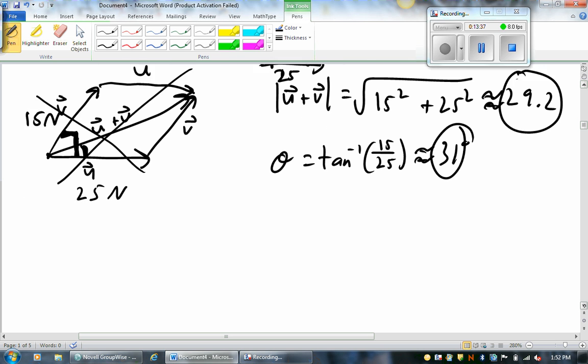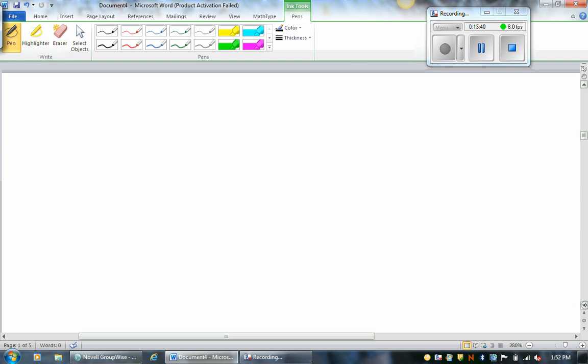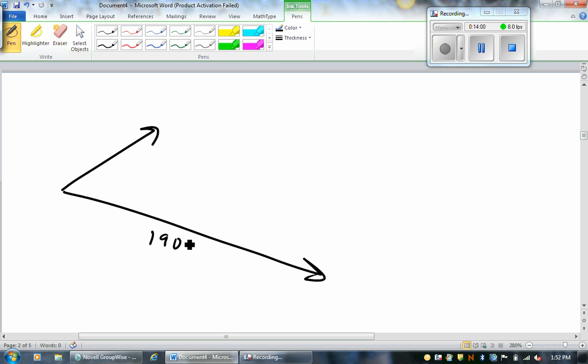Let's try one more vector addition problem here. Let's say I have two vectors, this time not at right angles. And I have this one. I don't know the length of this one. This one is going to be 190 units. And this length is going to be 48. Okay. The angle between these two is 60 degrees.